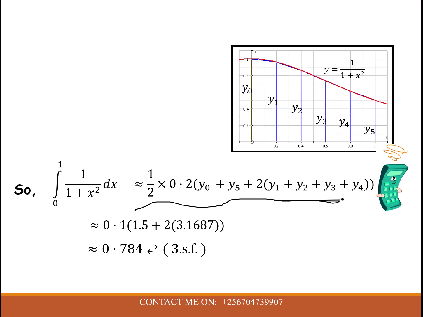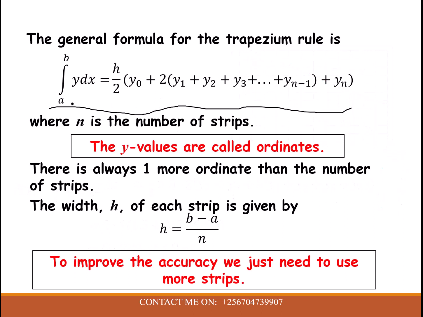This one had 5 strips, but this is a general formula for any number of strips. They can be 5, they can be 6, they can be 7, they can be 8. You just need to know that if the strips are 8, you put your 8 here. Then this will be 8 minus 1. Then others remain the same.